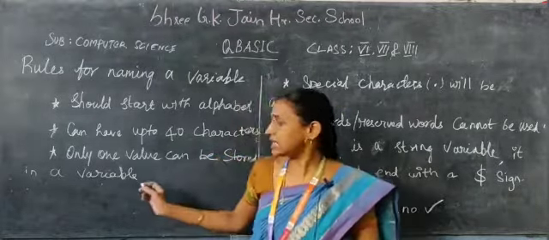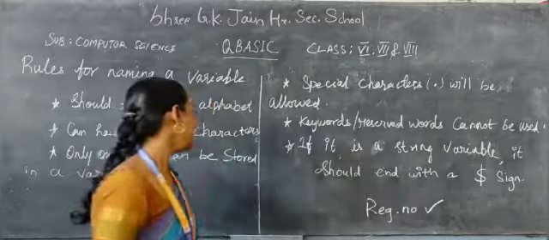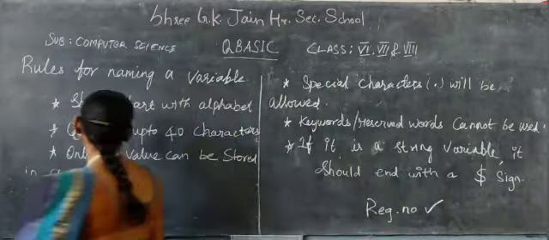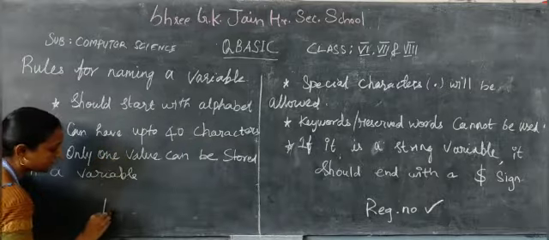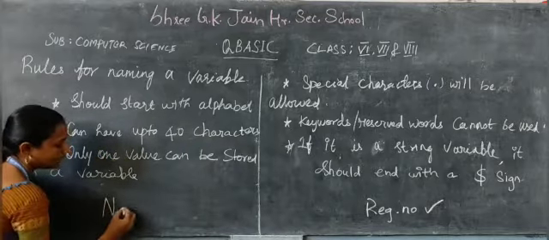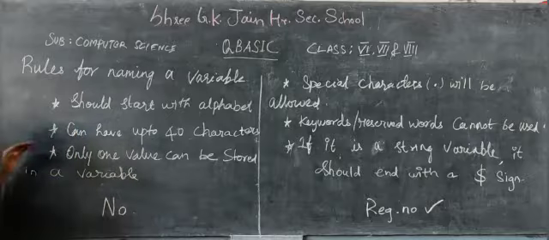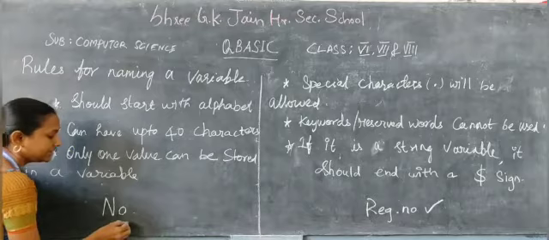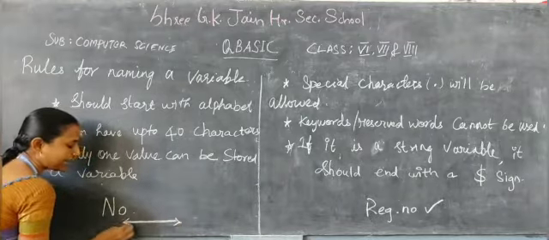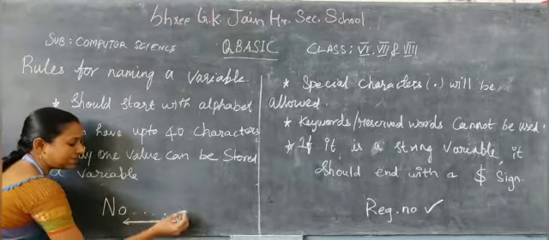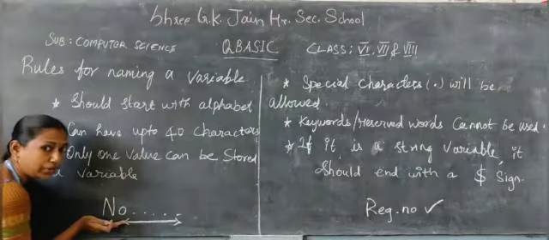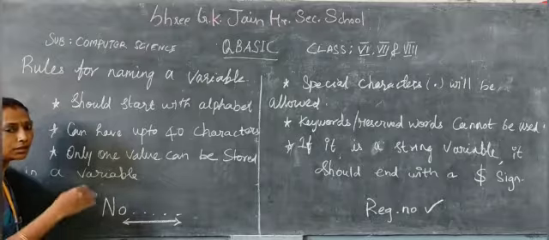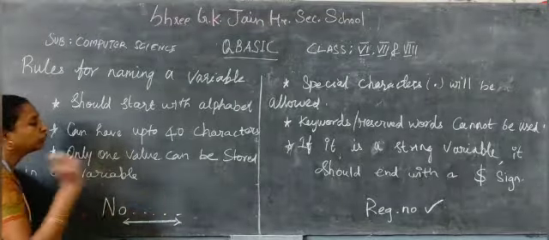Now we will see one example for naming it. See, it should start with the alphabet, so I am using N and O. You can give up to 40 characters. The length of the variable name can be up to 40 characters. I have used only 2 characters. If you want, you can use more than 2 characters, up to 40.